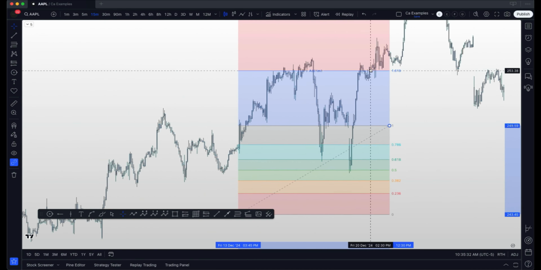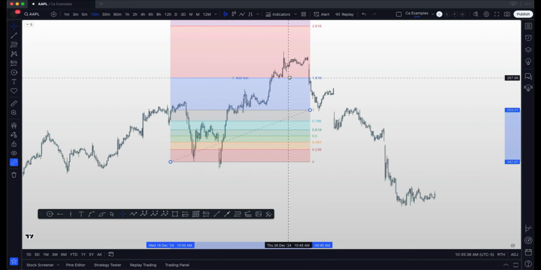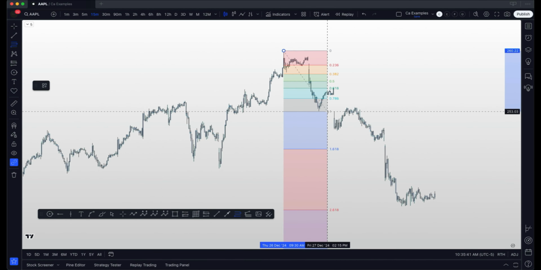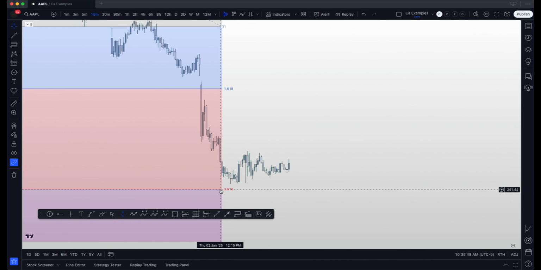And I'll even show you here in this example, right? So let's see here. I'm gonna reverse the Fib for you guys. So we're gonna go from this high to this low. Okay, and as you can see, look where price basically stopped and started consolidating right near the 2.618 area.